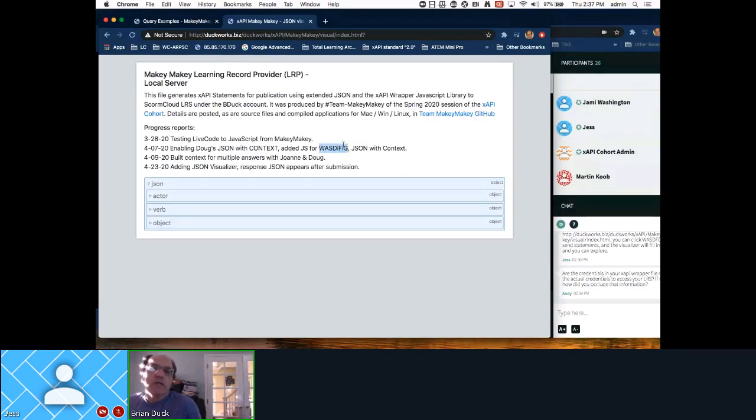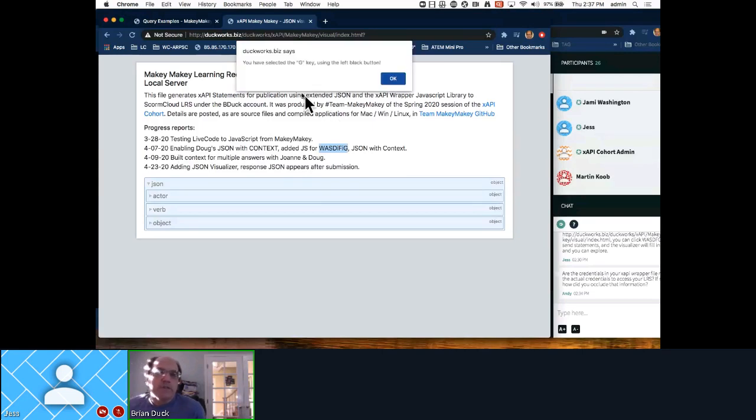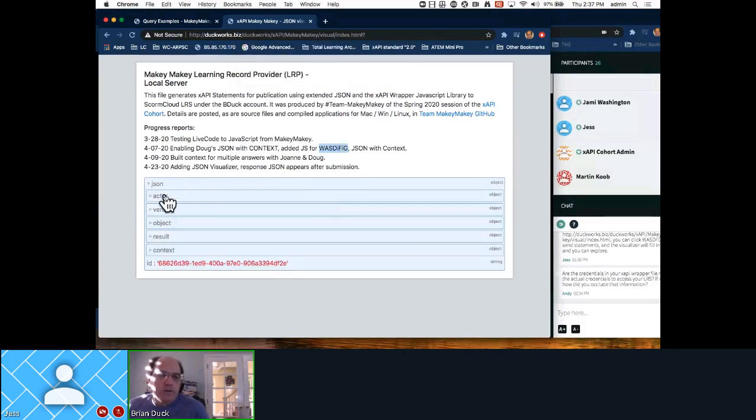You can use, like I mentioned here, WASDIFIG. Any of those letters will send a statement. And once the statement's sent, you get a JavaScript confirmation, and your visualizer then loads with the ID, and you can see it expands. Some of the context is added in, and results are added in as a node. So I want to try and open that and go through it.